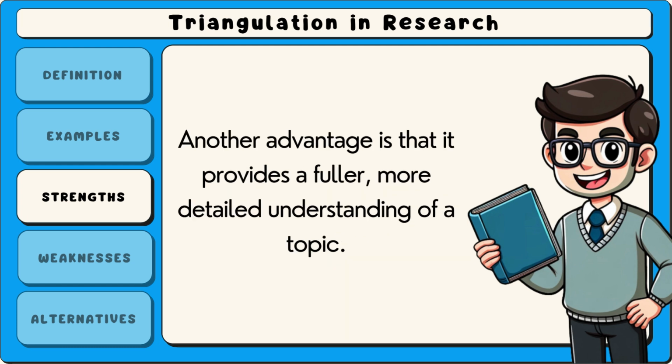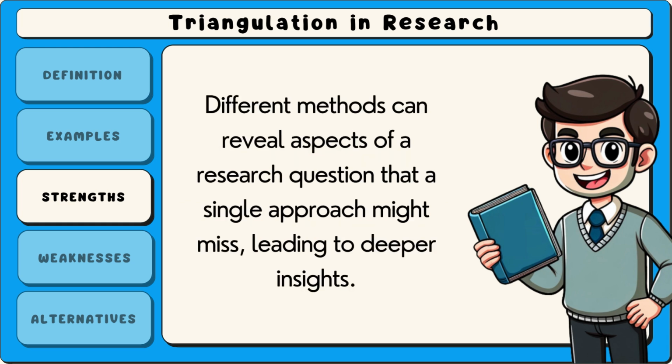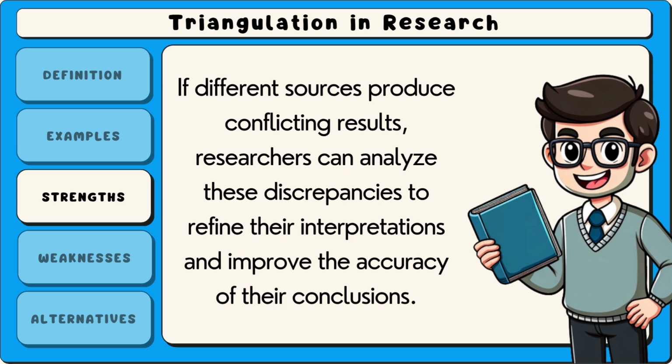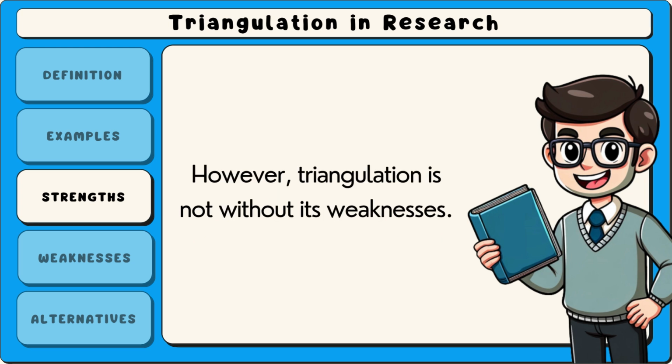Another advantage is that it provides a fuller, more detailed understanding of a topic. Different methods can reveal aspects of a research question that a single approach might miss, leading to deeper insights. Additionally, triangulation helps to identify inconsistencies in data. If different sources produce conflicting results, researchers can analyse these discrepancies to refine their interpretations and improve the accuracy of their conclusions. However, triangulation is not without its weaknesses.